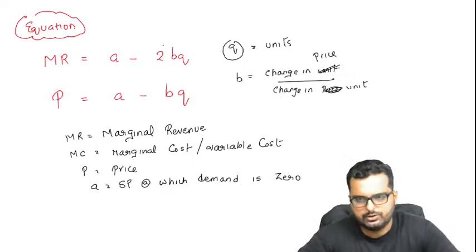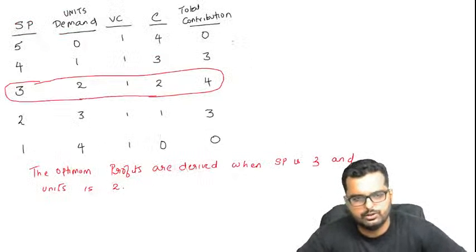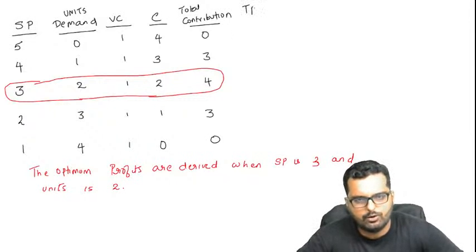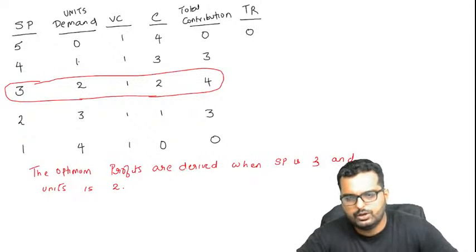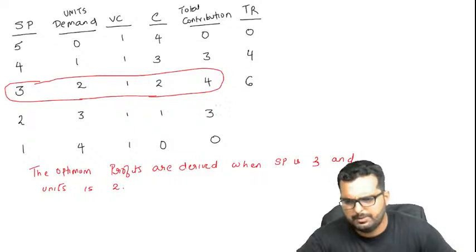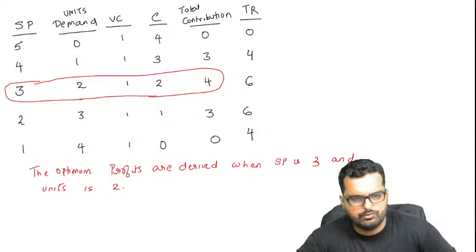Fine, I'll explain this to you now with numbers. We'll come back over here, you draw it as a fresh table. What I will do is, from this, find out the total revenue. 5 rupees into 0 will give you 0 revenue. 4 into 1 would give you 4 rupees as revenue. Here you get 6 rupees as revenue. Here 2 into 3 would again be 6. Am I right? Yes, 2 rupees into 3 units will be again 6. 1 into 4 will be 4.